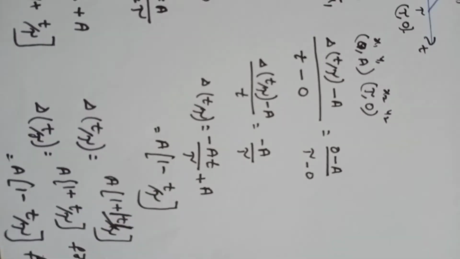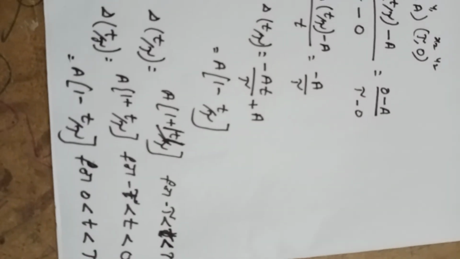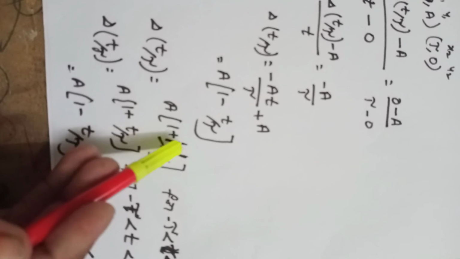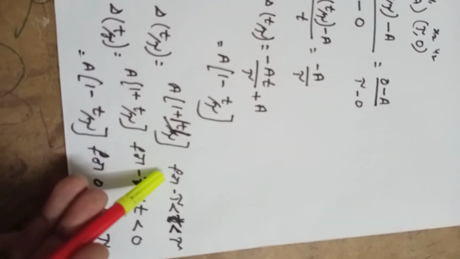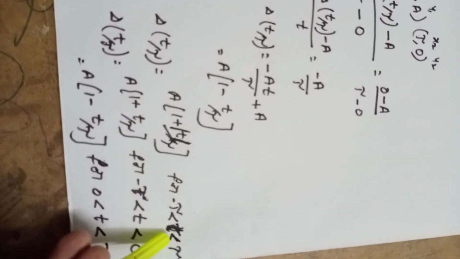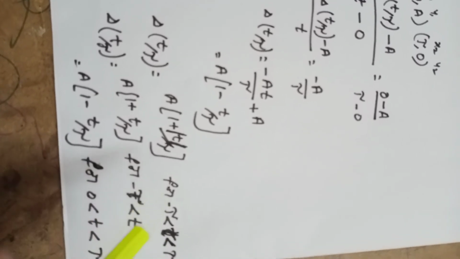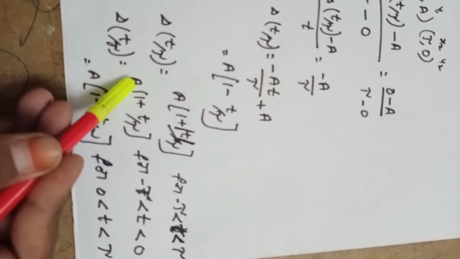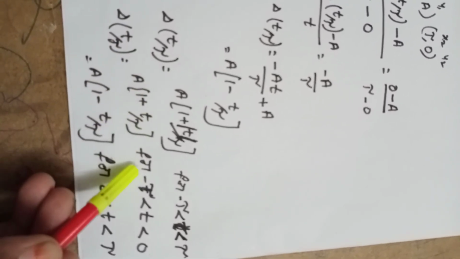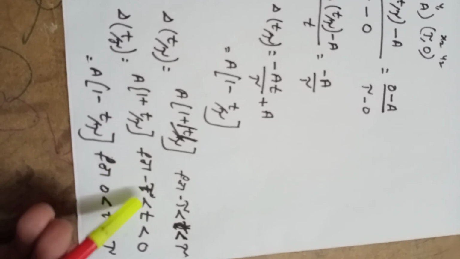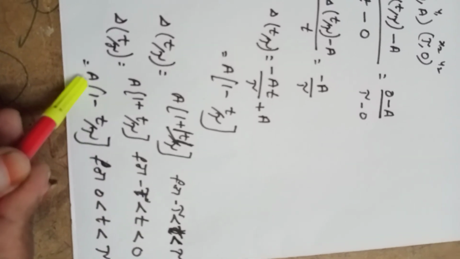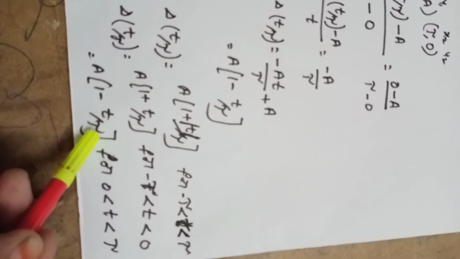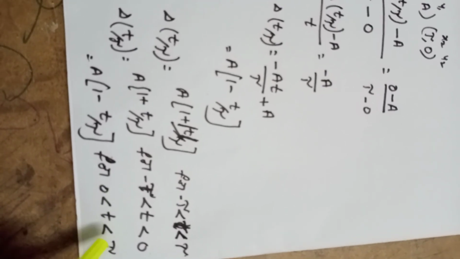The mathematical representation of the complete equation is del of t by tau equal to A into 1 minus mod t by tau for the interval of minus tau to tau. Another form of this mathematical representation is del of t by tau equal to A into 1 plus t by tau for the interval minus tau less than t less than 0. On the right hand side, it is A into 1 minus t by tau for 0 less than t less than tau.